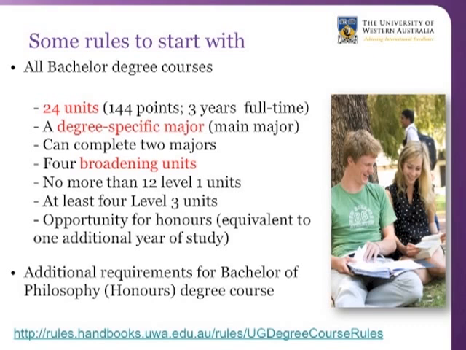You cannot complete more than 12 Level 1 units. That is, no more than half your degree can be made up of introductory level units. You must complete at least 4 Level 3 units. You have the opportunity for honours, and that's the equivalent of an additional year of study, if you meet the entry requirements. There are additional requirements for the Bachelor of Philosophy Honours degree, which we won't cover here. You can find all of this information at this site.